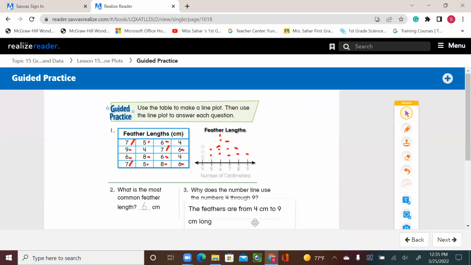All right, so I'll leave you with the rest of the activity. Second graders, have fun, enjoy it. It's a really fun activity in your book, pages 647 and 648.